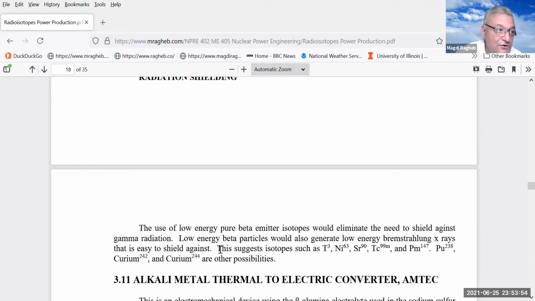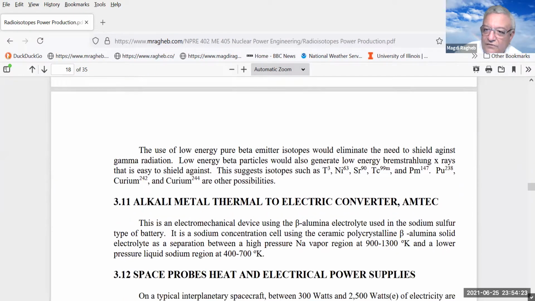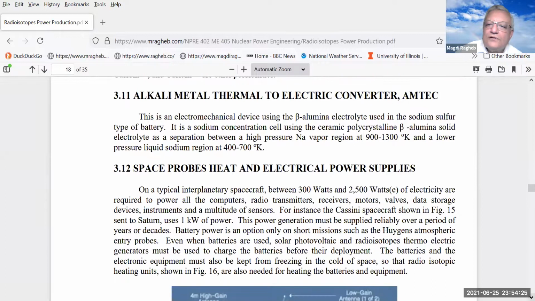So you generate a current, but not gamma radiation, for which you need very high thickness, at least during manufacturing, to shield against gamma radiation. So the possibilities in that case are tritium, nickel-63, strontium-90, technetium-99m, promethium-147, plutonium-238, curium-242, and curium-244. All are interesting possibilities, other than the low energy isotopes in general.